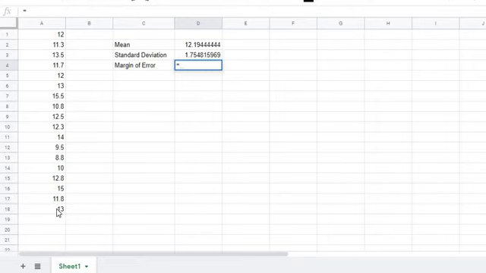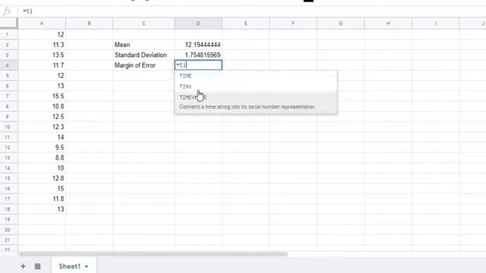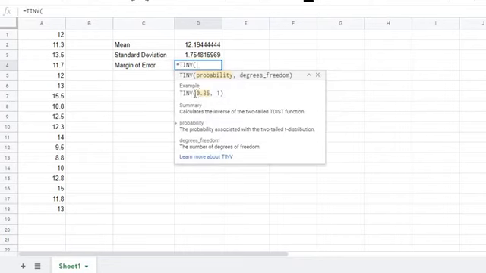To get the t critical value, you're going to use the T inverse function. Notice here that it asks for the probability. For this part, you want to type in 1 minus the confidence level. Make sure your confidence level is in decimal form. Comma, then your degrees of freedom. Remember that your degrees of freedom is n minus 1. In this case, we have 18 for n, so the degrees of freedom is 17.